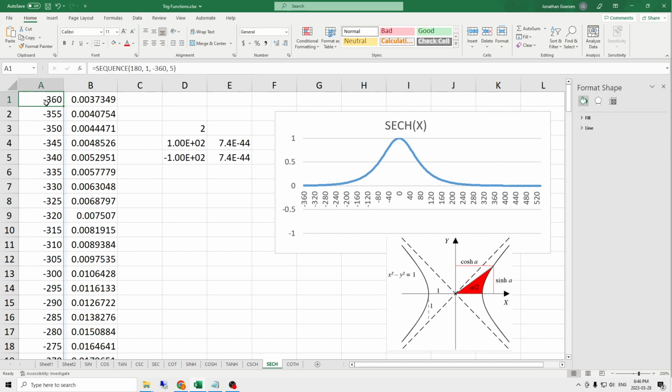I've shown this by taking an input value in degrees across a range of degrees, and then in column B, converting to radians and taking the hyperbolic secant. So what we can see is that for a number even as small as 100, or a value of 100 radians, the output of this function already becomes very, very small. 7.4 times 10 to the negative 44 is a lot of zeros after the decimal point before you see a number.